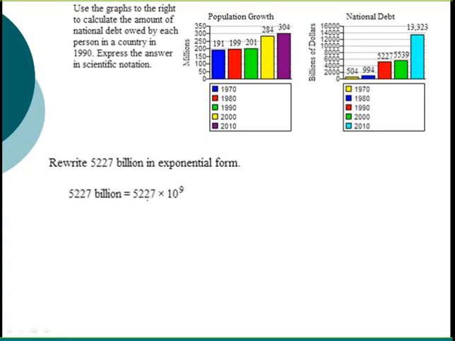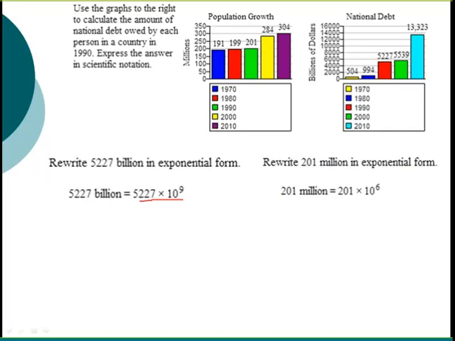And so what we're saying is that this has 9 zeros after it, so that's where this part's coming from. We've got 5.227 times 10 to the 9th. And that's not actually in scientific notation. We need to fix that a little bit, but we'll come back to it in a moment. We've got rewriting 201 million in exponential form, and what that's looking at is our population in 1990.